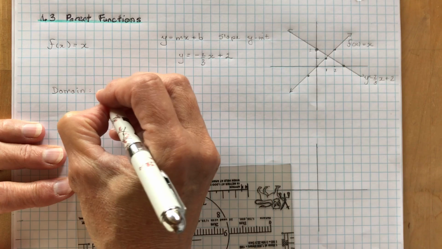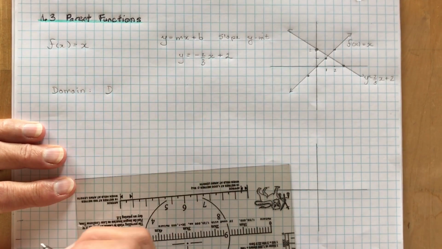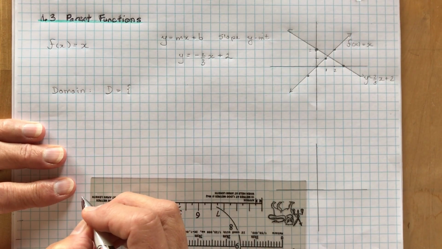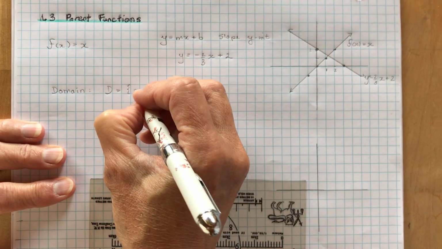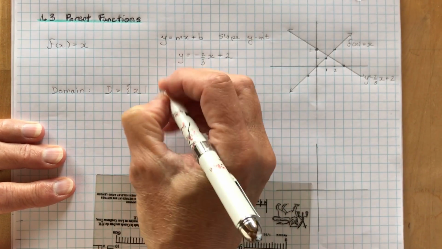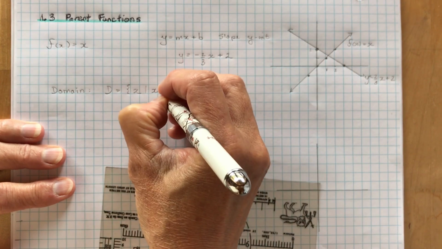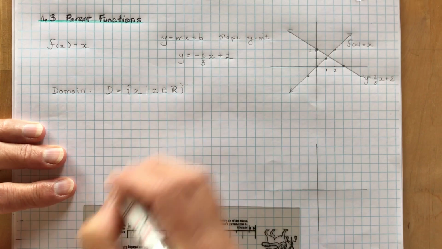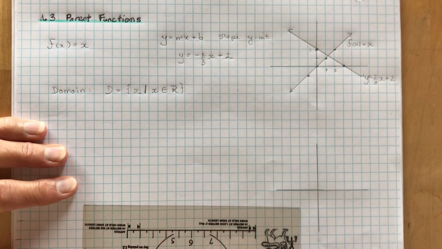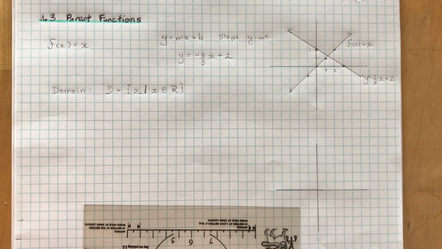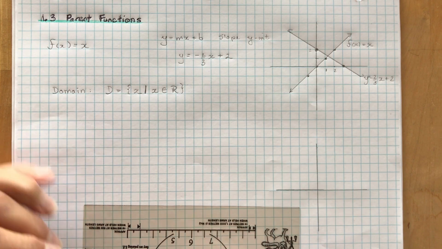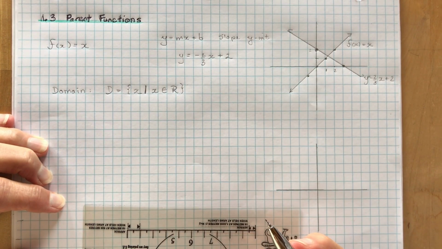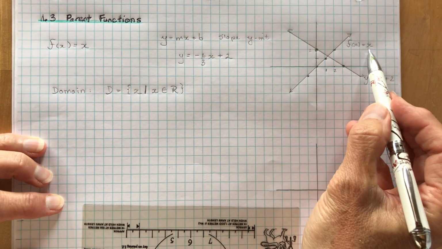So the domain again is, we're going to call it capital D for domain, is the set, that's a squiggly bracket, set of all x's, such that x is an element of real numbers. That means I can put in any value for x. I can use a fraction, I can use a decimal, I could ask you what's f at 3.2, and you'd say 3.2. So that's this equation here.